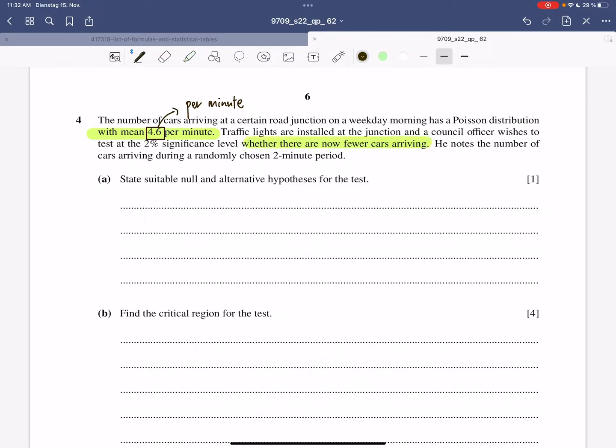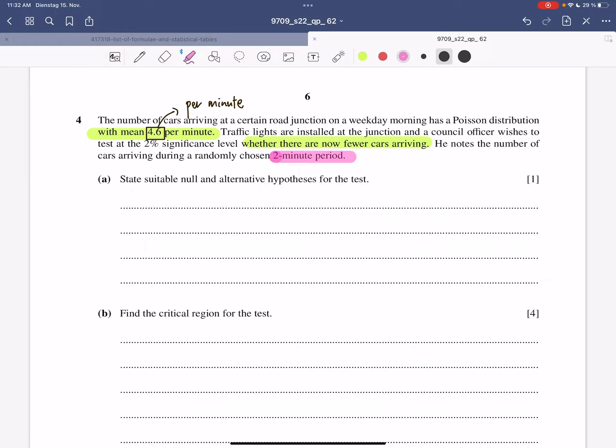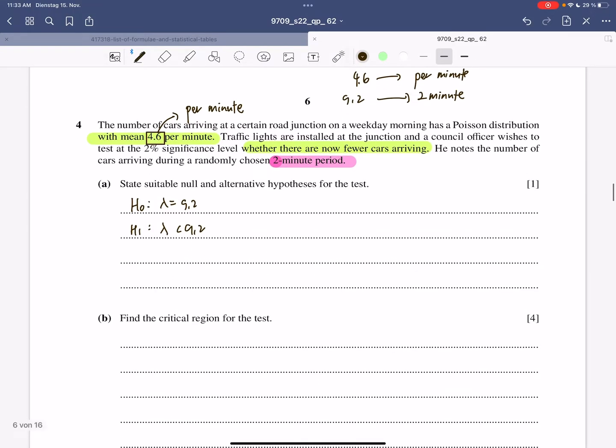So fewer cars arriving is the alternative hypothesis. He notes the number of cars arriving during a randomly chosen 2-minute period. So the interval now is a 2-minute period. 4.6 is per minute. What about 2 minutes? You just take 4.6 multiplied by 2, you will get 9.2. So H0 is that lambda is 9.2, and the alternative hypothesis is that lambda is fewer than 9.2.